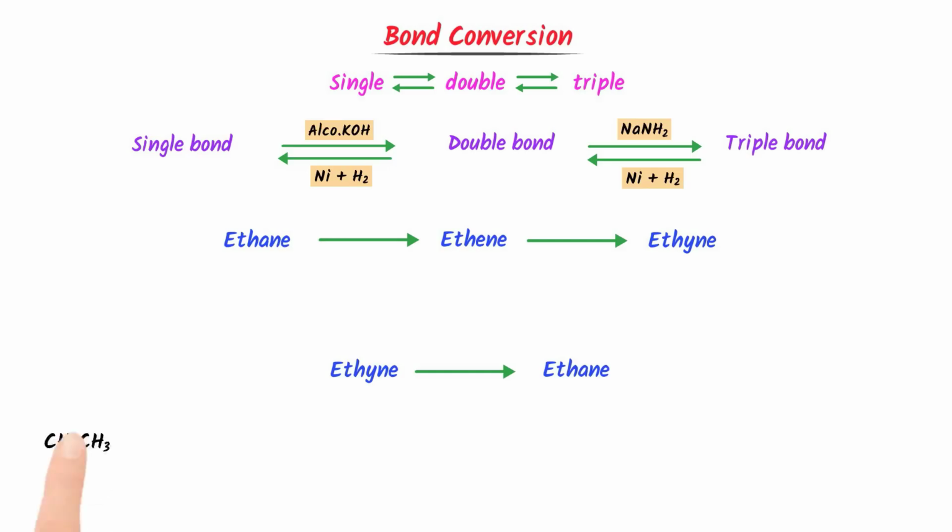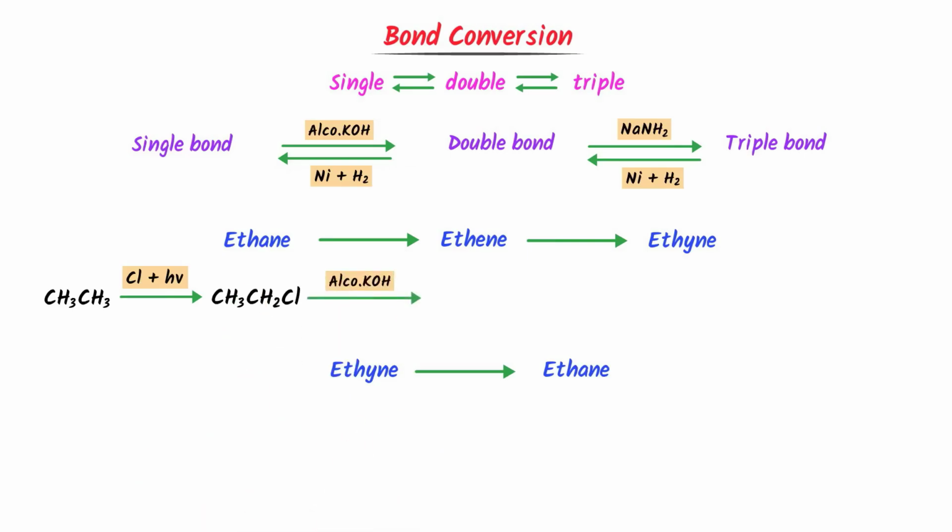Now consider these conversions. Convert ethane to ethene, ethene to ethyne, or ethyne to ethane. Firstly, I write here ethane and I activate it. I add chlorine and UV light to it. I get ethyl chloride. Now I add alcoholic potassium hydroxide to it in order to do its dehydrohalogenation. I mean, I remove hydrogen and chlorine from it.